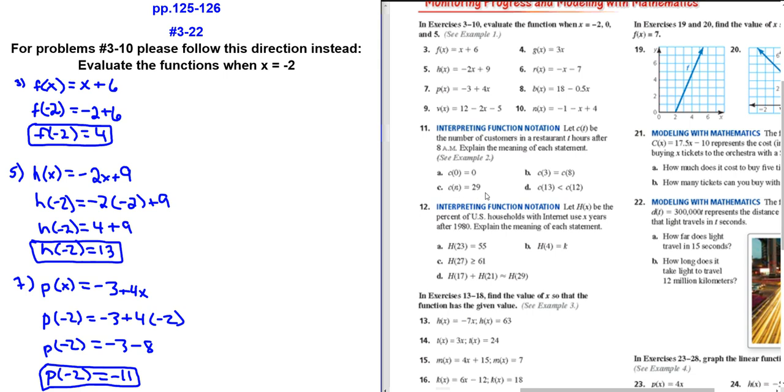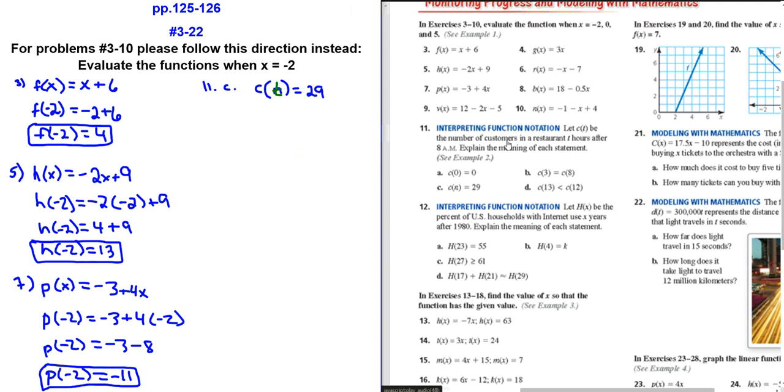All right, so on 11 part C it says C of n equals 29. So now we've got a variable in here. And it says C of t is the number of customers. So again, C of anything, it doesn't matter what's right here, C of anything is the number of customers for that scenario. So C of t is 29, and it says C of t is the number of customers. So we have 29 customers. So that's what that tells me.